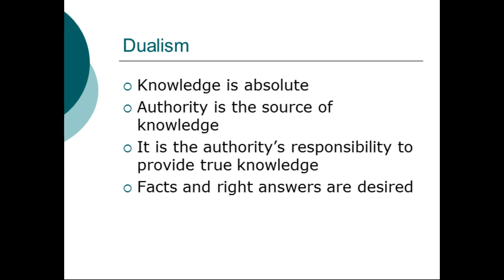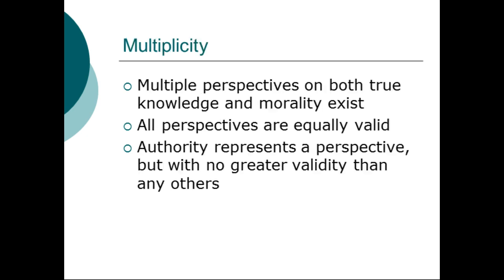So within dualism, there's this idea that knowledge is absolute, authority is the source of knowledge, that it's the authority's responsibility to provide true knowledge, and that facts and right answers are desired. So adults operating at this stage believe that knowledge is quantitative. In other words, they believe how many facts they know determines how smart they are. And so this semester, we're attempting to move beyond this stage. So, as you acquire the new thinking skills, you want to be able to use the facts that you learn to help construct that knowledge for yourself.